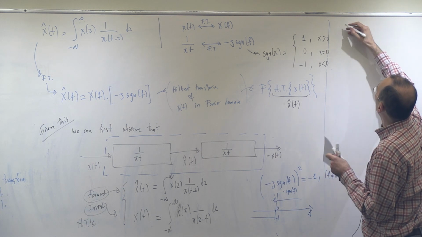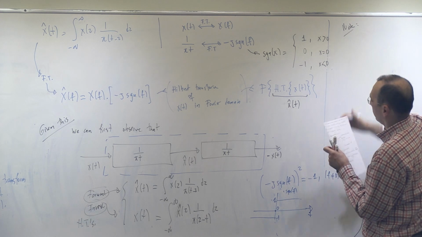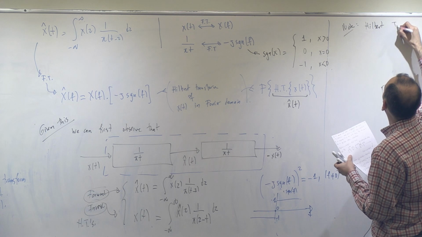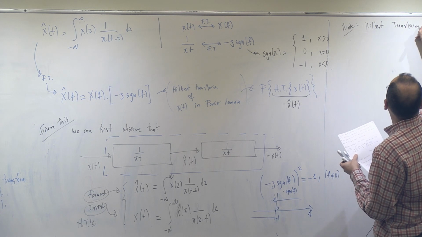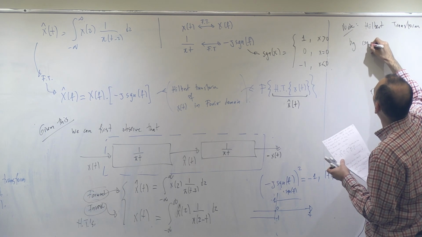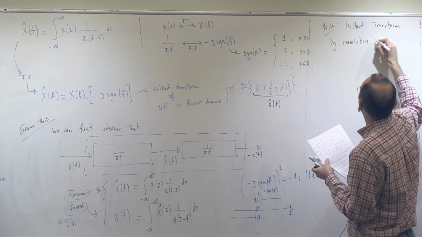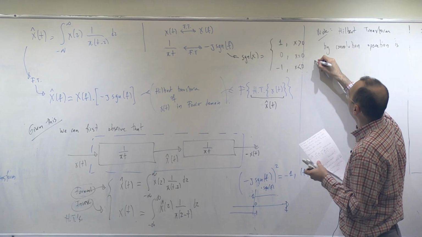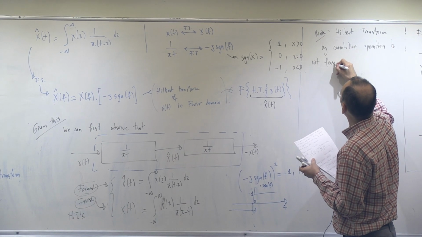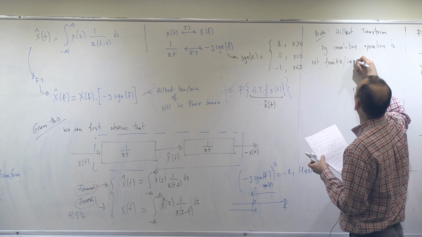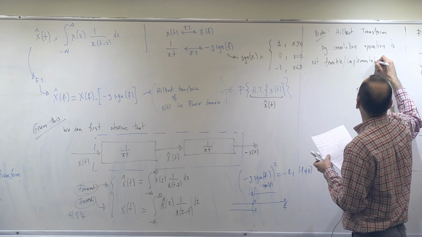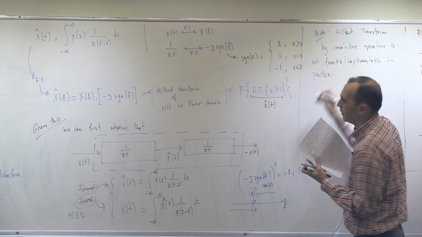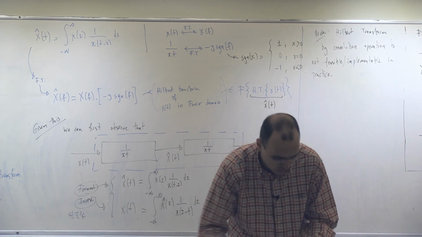So let me write a note. Note, the Hilbert transform by convolution operation is not feasible or implementable in practice. So terrible news, isn't it? I cannot implement this. Why do I say so?